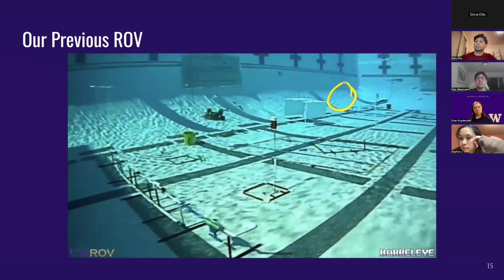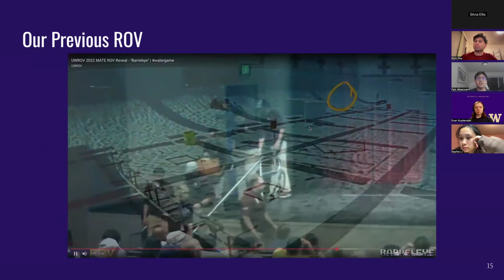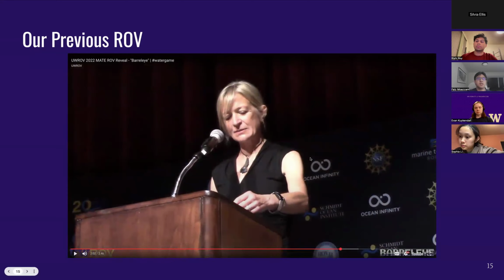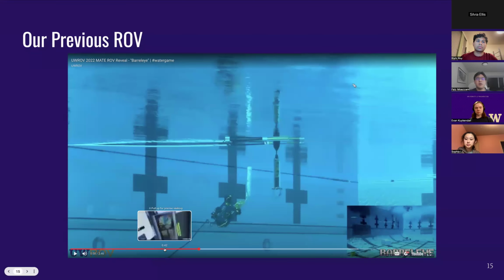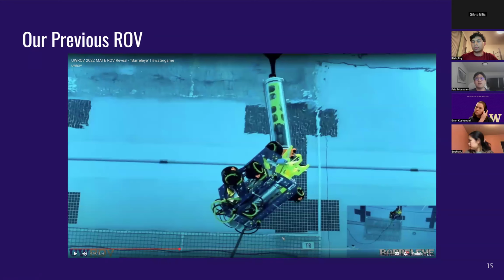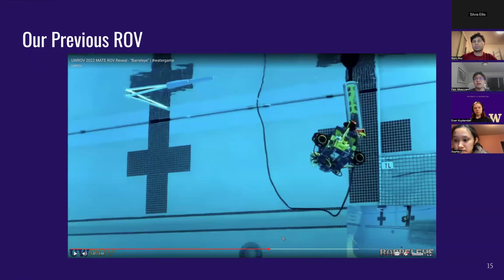As we watch this video, there's no commentary on it, so I'll give some commentary about what's going on. As we saw in the video, the ROV is performing different tasks in the pool, and these are replicating the tasks from the MATE competition. These are replicating the different tasks we might do in real life, like the ones that Evan was talking about before.